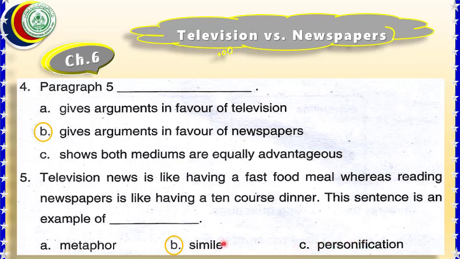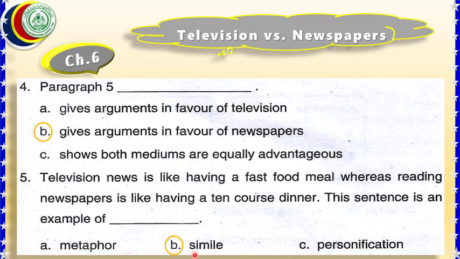You should know simile is when we compare two things. You can see here in the example, television is compared with fast food. That is why we say this example is simile. But sometimes when we declare one thing as the other, for example, Ali is a lion. If we say Ali is like a lion, it will be simile. If we say Ali is a lion, that will be metaphor. Try to understand the difference between simile and metaphor.